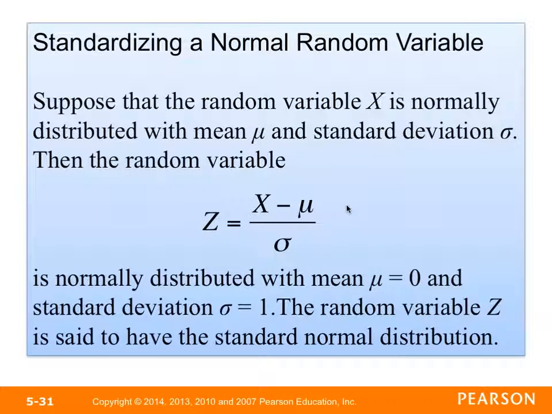So the random variable z equals, we take x, which is kind of like our data item, minus our mean, and divide by our standard deviation. That's going to be normally distributed with a mean of 0 and a standard deviation of 1. So the random variable z is actually said to have the standard normal distribution.